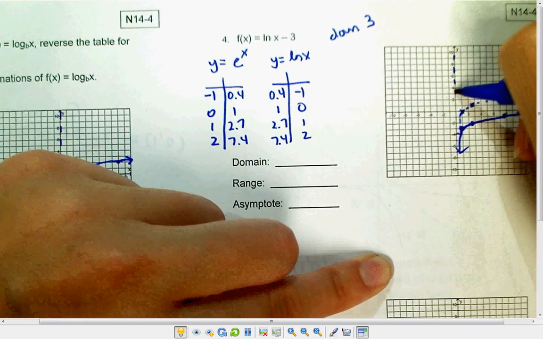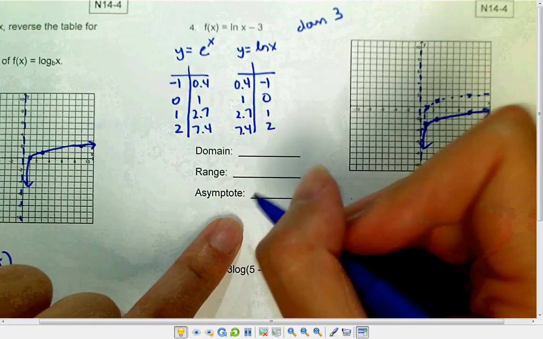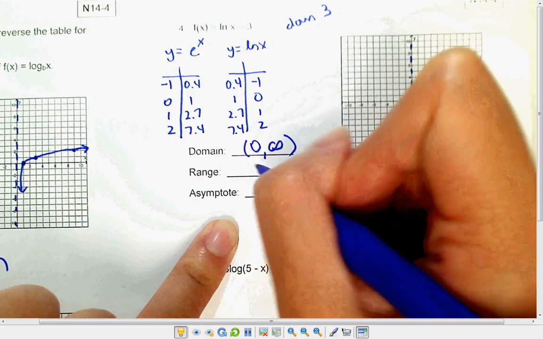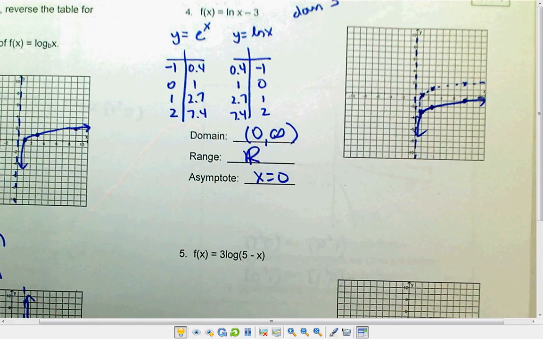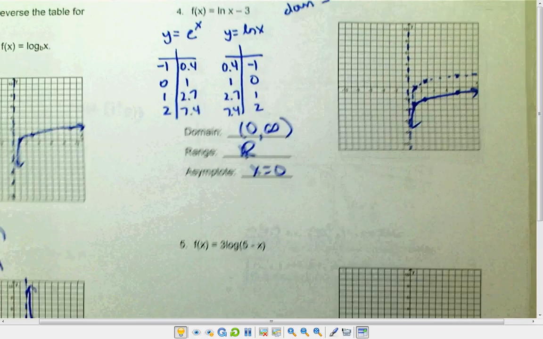Still have the same asymptote, it hasn't moved. So I have my asymptote at x equals 0, which means my domain goes from 0 to infinity. My range is all real numbers. Okay, last problem.